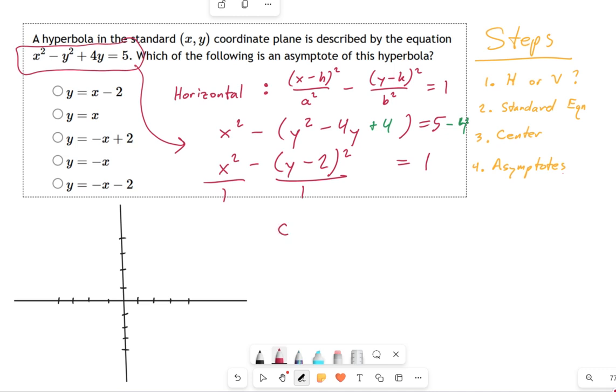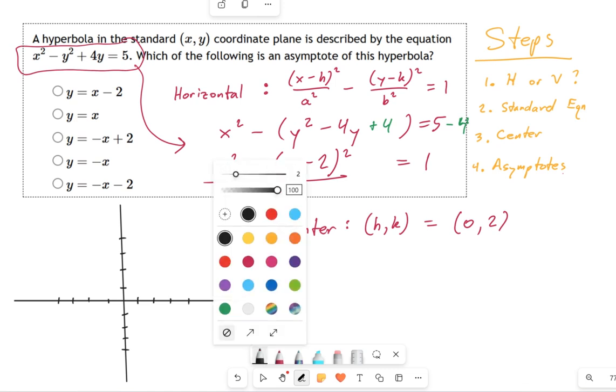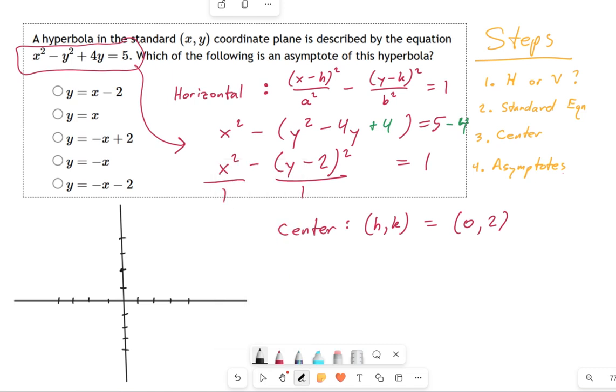The center for this hyperbola that I just drew is at h comma k, which according to my standard form is going to be 0 because x was not shifted, and 2 because k was shifted. So where's that going to be? Well, let's draw a nice thick dot for 0, 2. That's going to be right here on the graph.